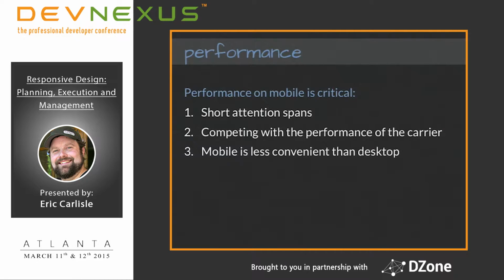So I talked about performance. I don't think I have to really talk about that anymore. We know the short attention spans of people. We know we're competing against the performance of a mobile carrier. So if you have, whatever, Verizon, Sprint, here's a good one: how many people in this room have a consistent signal all the time and can really depend on your phone to get 4 or 5 bars?